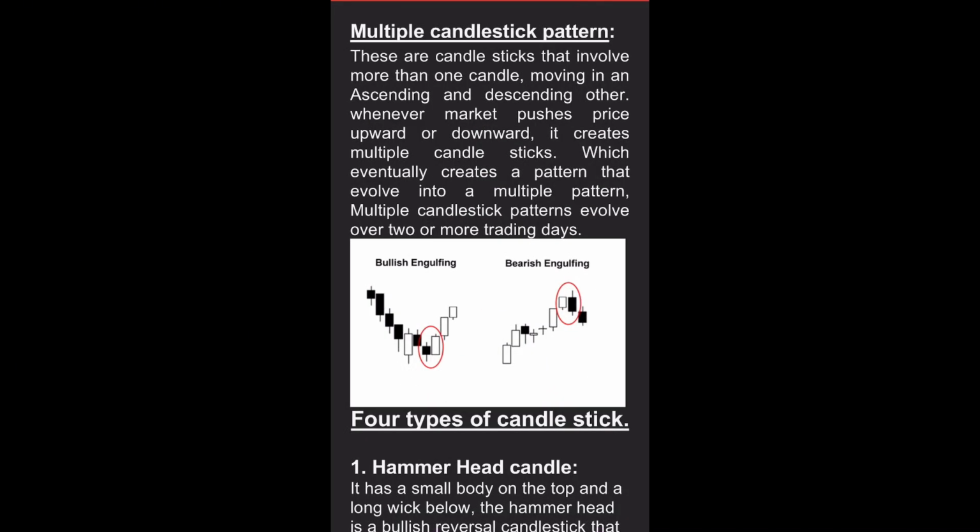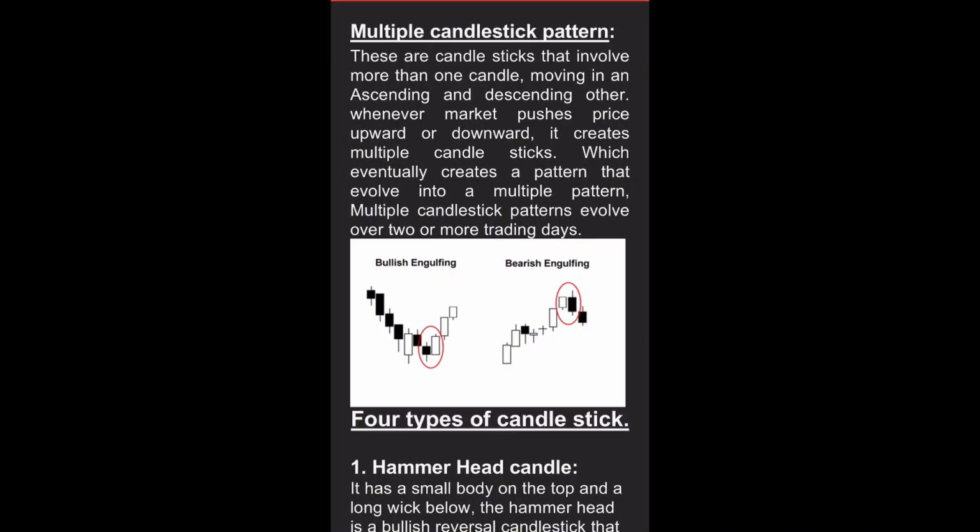Now this takes us to multiple candlestick patterns. These are candlesticks that involve more than one candle, moving in ascending and descending order. Whenever the market pushes price upward or downward, it creates multiple candlesticks, which eventually create a pattern that evolves into multiple candlestick patterns, involving two or more trading days. Now, from my own perspective, it can happen in any given period, whether hours, minutes, days, weeks, or years, depending on how your trading is going.